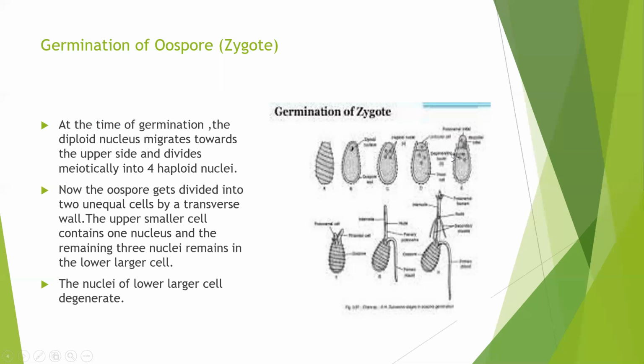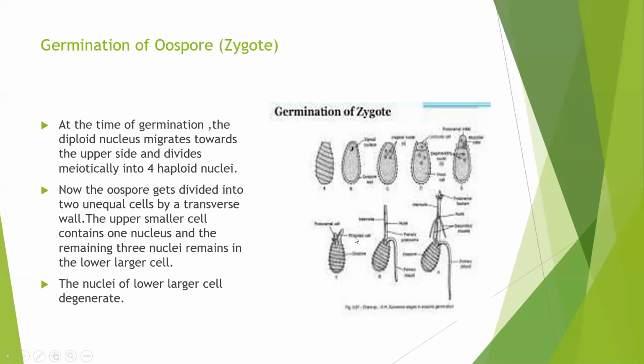Here, this uninucleate upper cell projects out and divides by an oblique septum and grows in 2 opposite directions. One forms the rhizoidal initial and the other forms the protonemal initial.